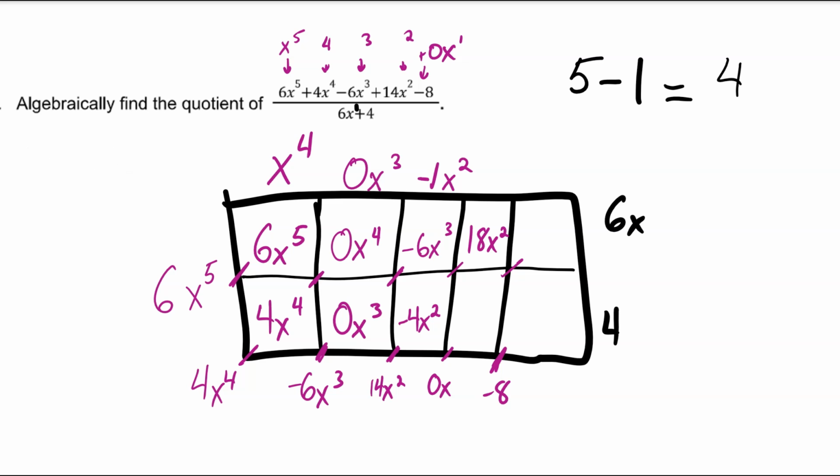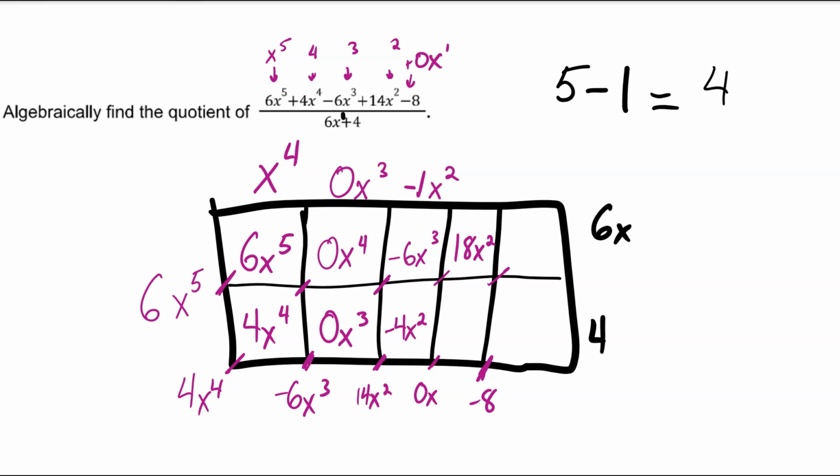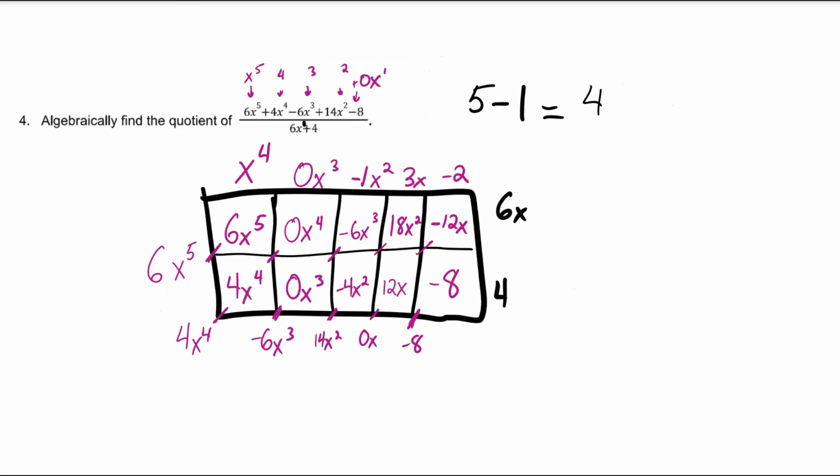Now, what would I multiply 6x by to get 18x squared? Well, I know that 6 times 3 is 18, and to get an x squared, I would need another x there. And 3x times 4 is 12x. I want this diagonal to add to 0x, so I would need a negative 12x there to cancel it out. And 6x times negative 2 is negative 12x. And just to check, if I multiply negative 2 to 4, it ends up working out.